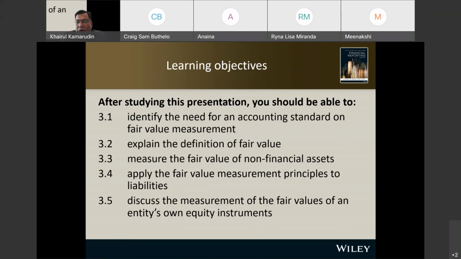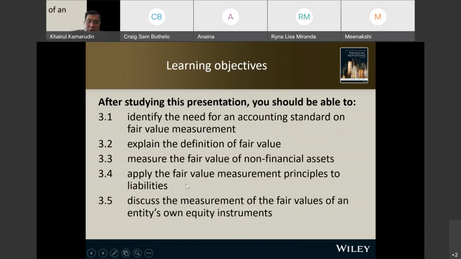Then, measure the fair value of non-financial assets. What is a non-financial asset? If you have a 100 dirham note, that is a financial asset, so you don't have to value it. The value of a 100 dirham note is 100 dirham. But if you have a building, that's a non-financial asset, and you want to know the value of that asset. What value should be reported for each class of assets? So we apply fair value measurements.